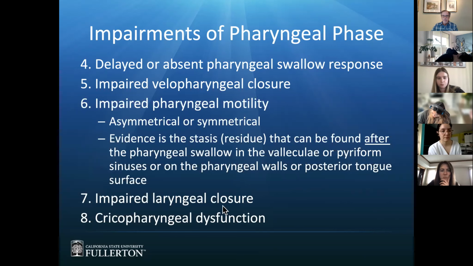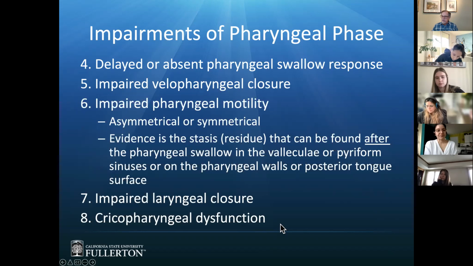The other thing that could occur is impaired laryngeal closure. Your pharynx can be pushing things down just fine, but the larynx needs to be closed, and it needs to be closed tightly, because with all that pressure being generated to drive the bolus downward, if the larynx isn't closed tightly, it will go into the larynx. And then depending how much, it can get down into the trachea and down into the lungs, and they can get sick from that. So impaired laryngeal closure. And then the final thing that can occur is cricopharyngeal dysfunction.